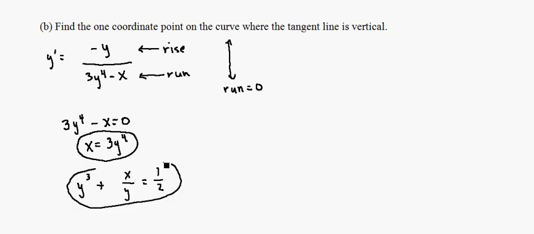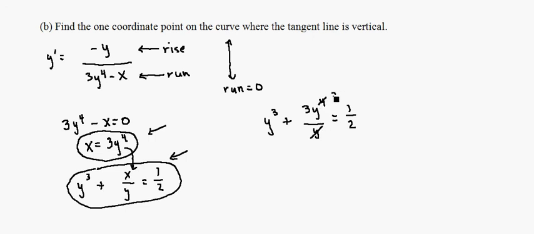I'm going to take these two equations and combine them. This may actually feel similar to the last problem. Here's a condition about the derivative. Here's a condition about the original function. I'm just going to substitute it in for x. Look at how nicely it all works out. We have y to the third plus 3y to the fourth divided by y equals 1/2. We can simplify this nicely because a y here cancels a y here and gives us 3y cubed. So clearly we have 4y cubed equals 1/2.